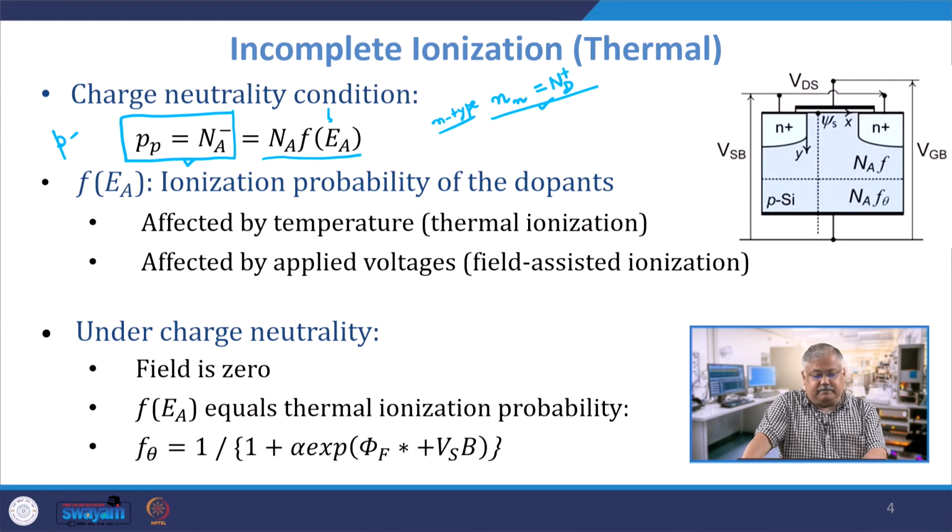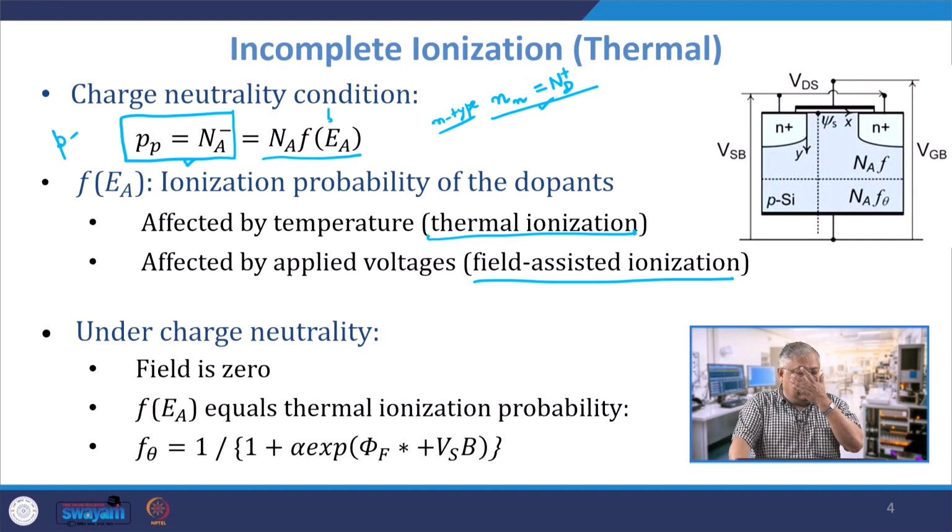There are two effects which influence this. The first is temperature, which we have already discussed till now, and that is referred to as thermal ionization. If you look at this graph here, this is the thermal ionization. Then the ionization probability also gets affected by what is known as field assisted ionization. Thermal I have already explained to you in a detailed manner, so let me explain what is known as field assisted ionization.